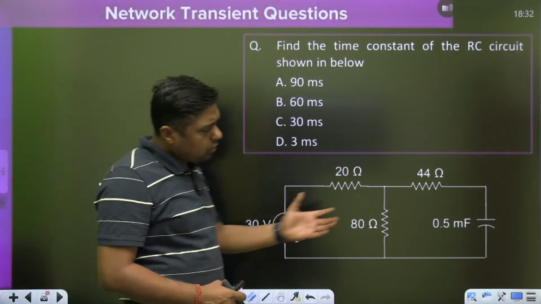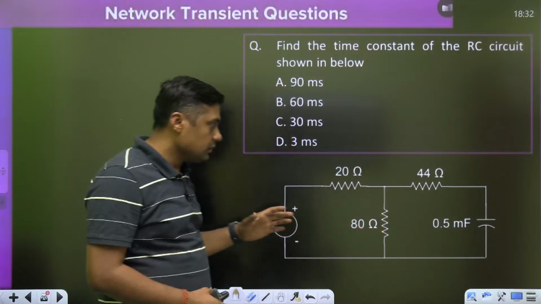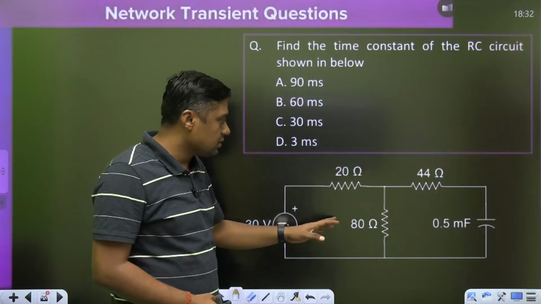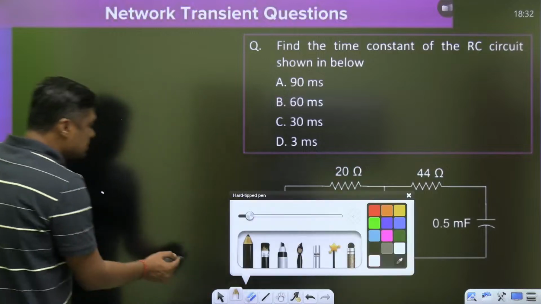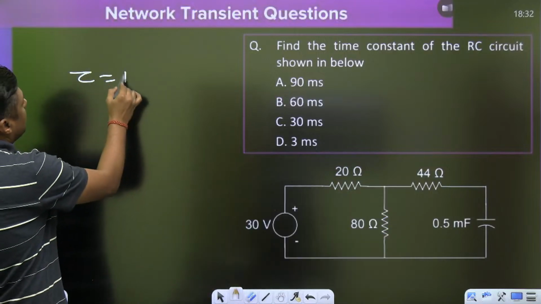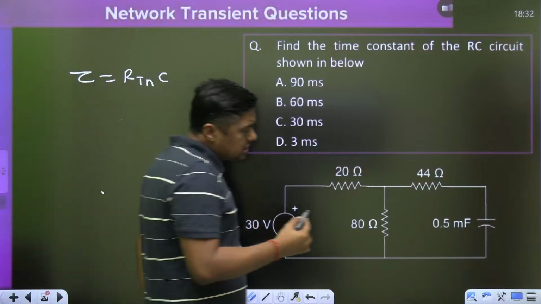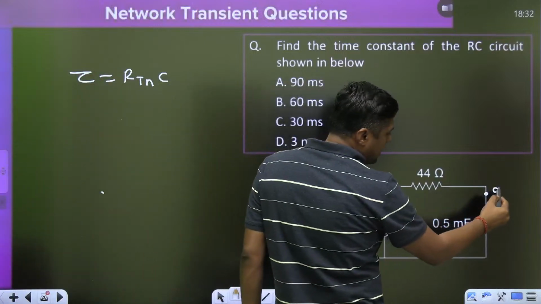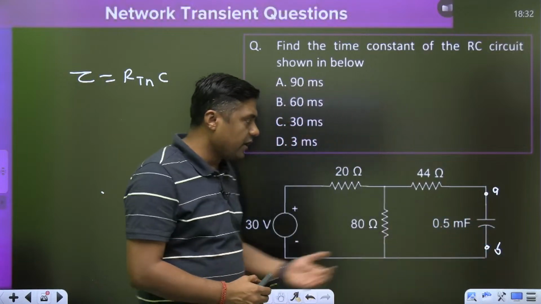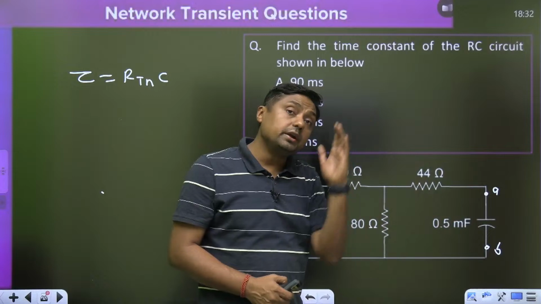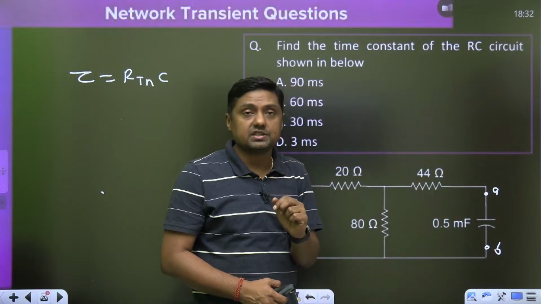Suppose you want to find the time constant. So what is the rule here? C is given but R is not clear, then guys, the time constant is RTH into C. What is the RTH? What is the Thevenin's resistance seen by terminals AB? So remove the C and find the Thevenin's resistance. In my session on Thevenin's, I have already given how to find the Thevenin's resistance.